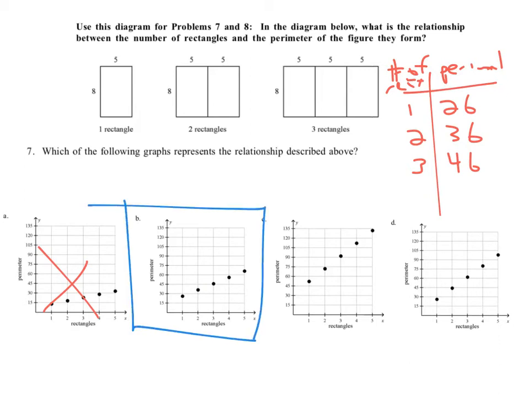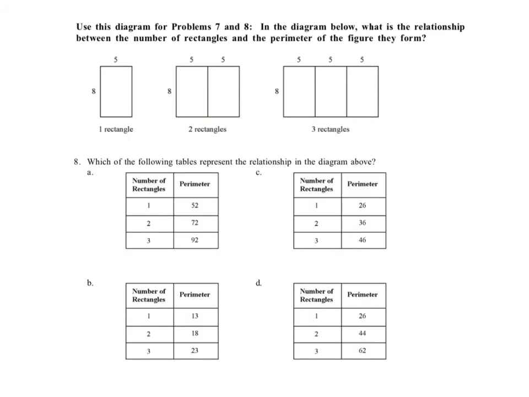So the best way to do it if you're trying to match some kind of situation like this to a graph is to make a table of the values and see whether, this is an ordered pair right here. This is 1 comma 26. This is 2 comma 36, 3 comma 46. And so those points should be plotted on the correct graph. And as you can see, B has those points plotted correctly. We have one more slide on this.